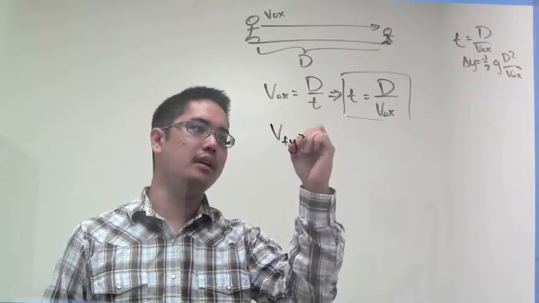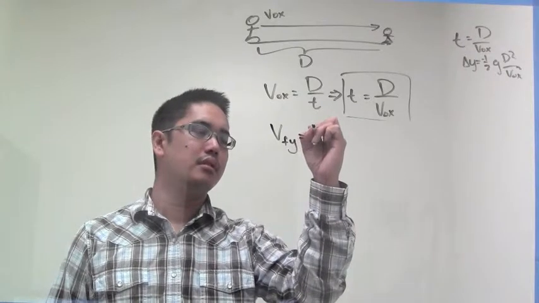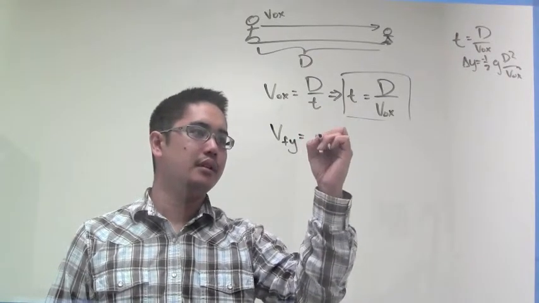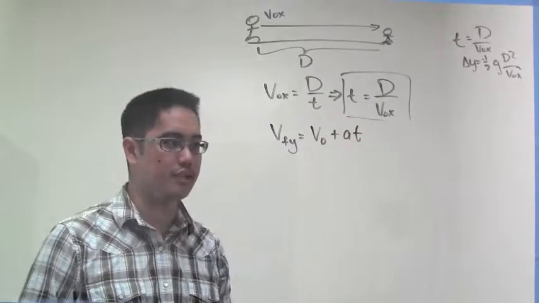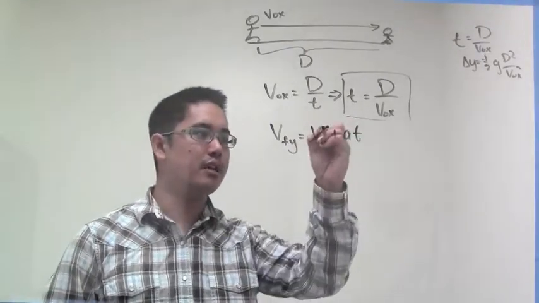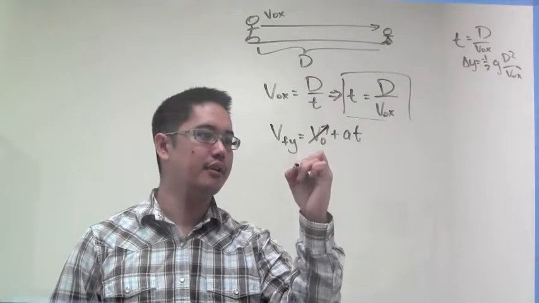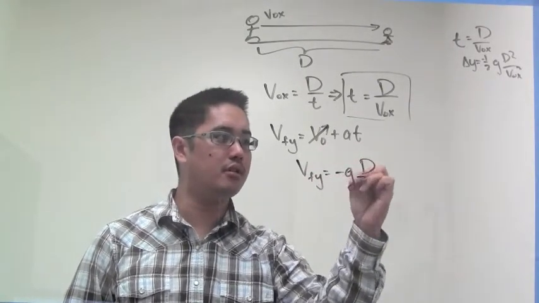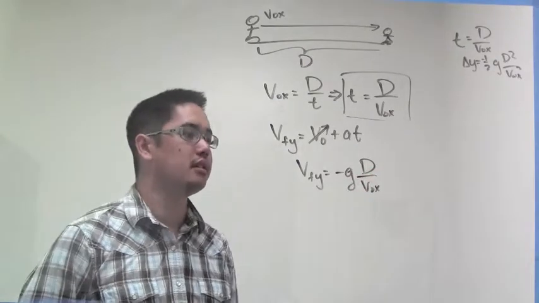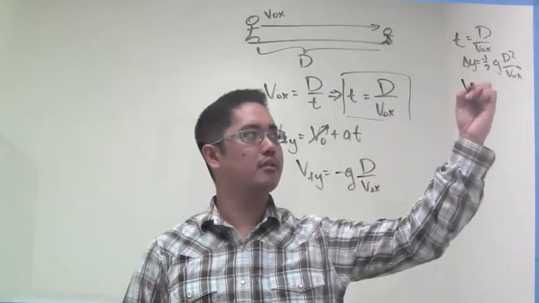V final y is equal to V initial plus a t. That's just the first equation. V initial in the y direction was 0, and so you have V final y is equal to negative g times d over v naught x. All right, I'm going to write that down over here.